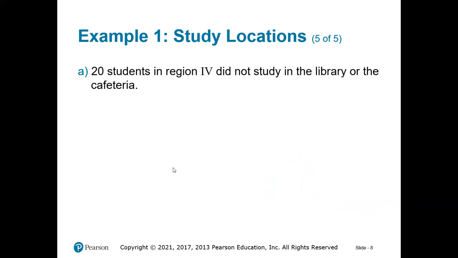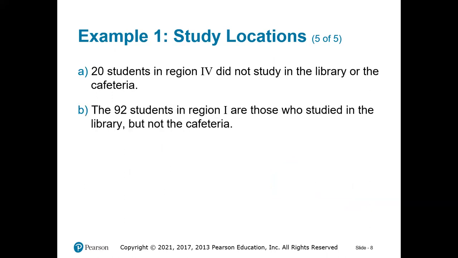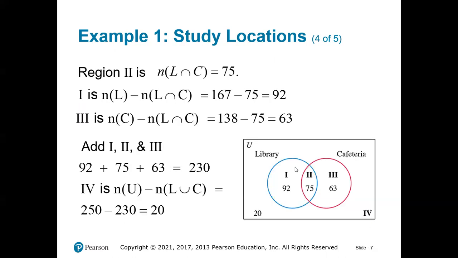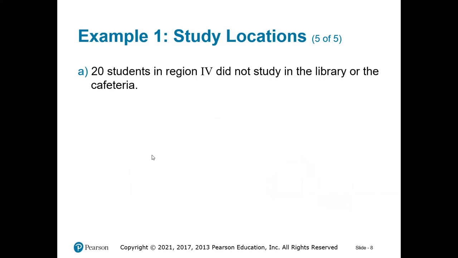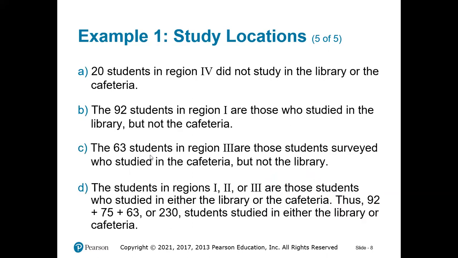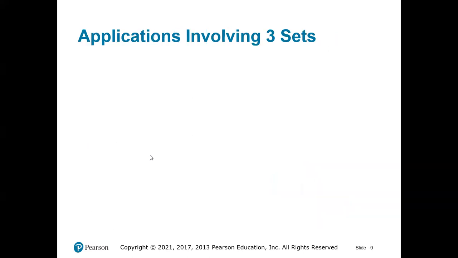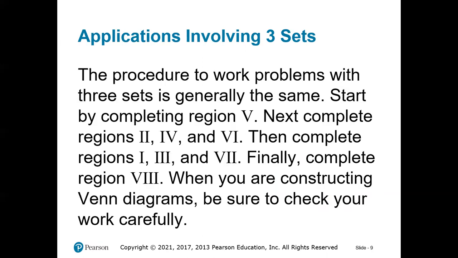Now we can answer these questions. So again, 20 students didn't study in the library or the cafeteria. 92 studied in the library only, not in the cafeteria. 63 studied in the cafeteria, not in the library. I think you get the point here. And these are the answers to our questions. Now, we can extend this to 3 sets, 4 sets, or even more. But of course, more sets is going to be trickier.